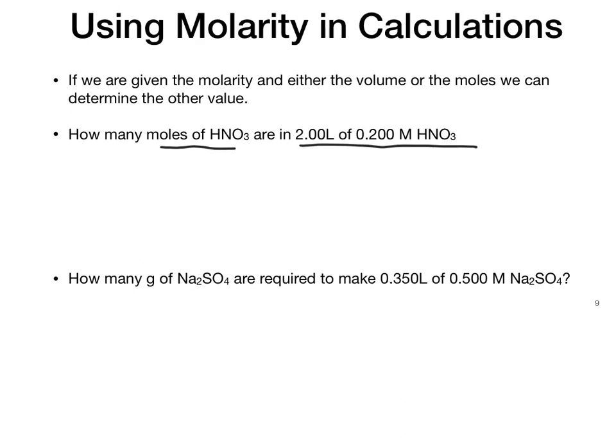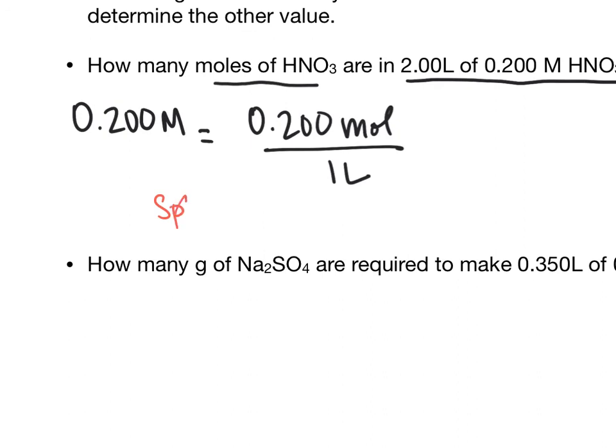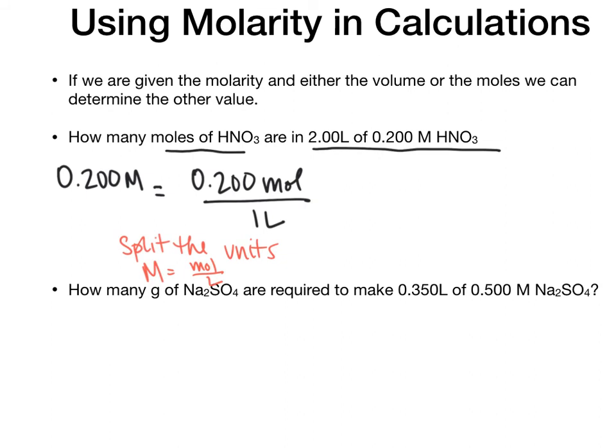In this case, we're going to use the molarity very similar to how we have for density. So it's going to be 0.200 molar, and that equals 0.200 moles divided by 1 liter. So what did I do here? I split the units. If molar equals moles divided by liter, that is all I've done. I just took the molarity and broke it out into units that I can use for a unit conversion.